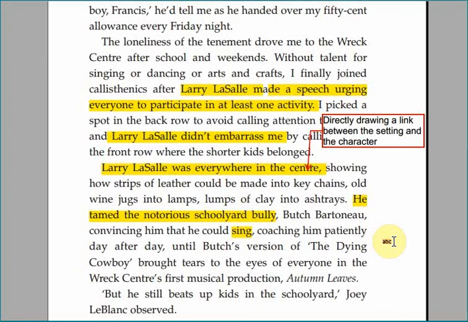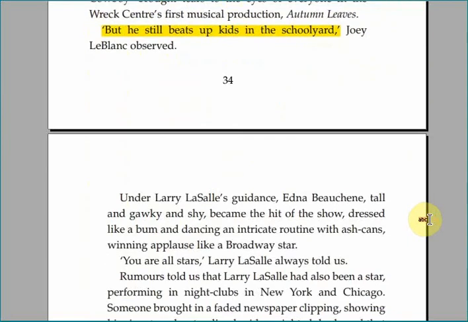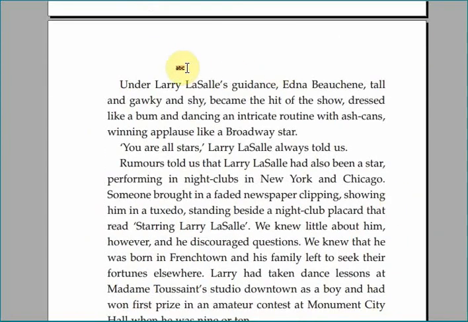But Joey LeBlanc sees through it consistently. So Joey LeBlanc keeps saying, still a bad luck place, still a bad luck place. And he points out here, it doesn't matter because Larry Lasalle's only changed Bitch Bertineau on the surface. He's only changed the bully on the surface. And the bully is still a bully the rest of the time. But we have another idea of Larry Lasalle here. And can you see again, you've got this word guidance. This is how he's leading them.